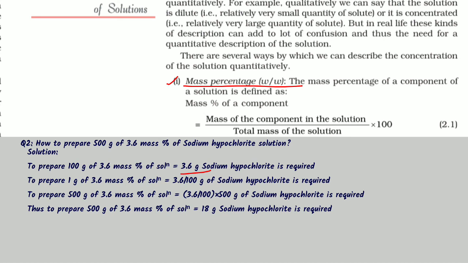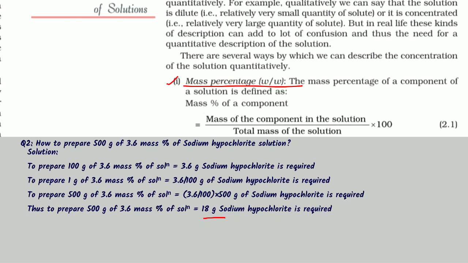And to prepare 1 gram of solution, how much solute, how much sodium hypochlorite, do we need? We need 3.6 gram divided by 100. Understand? And it will be this amount. But now the question is, we have to prepare 500 gram. So to prepare 500 gram of solution, we need 3.6 into 500 divided by 100, that is, grams of sodium hypochlorite. If you calculate this, it will give you 18 gram of sodium hypochlorite.